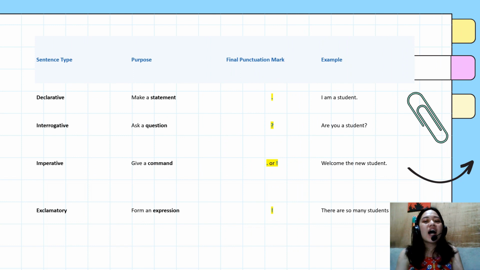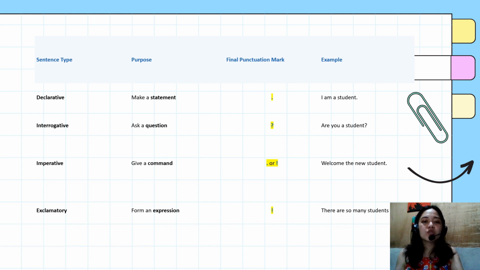Okay, I am so glad, class, that we are done with discussing all the types of sentences. Now I have here a chart so that we can have a short review of our discussion. We have here the four sentence types: declarative, interrogative, imperative, and exclamatory. The purpose of declarative is to make a statement, interrogative is to ask a question, and the imperative is to give a command. And lastly, exclamatory is to form an expression.